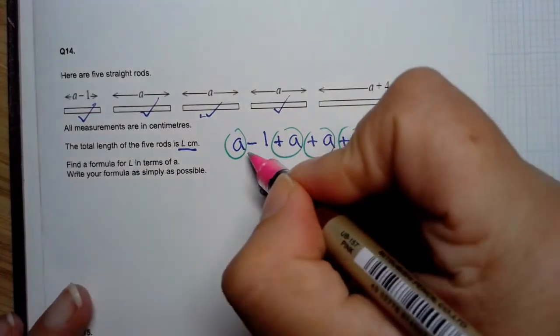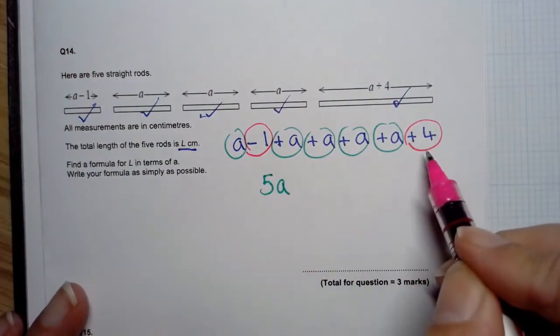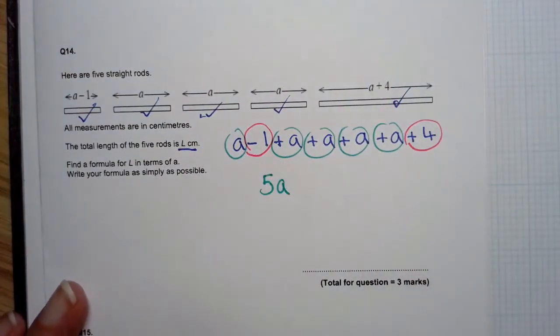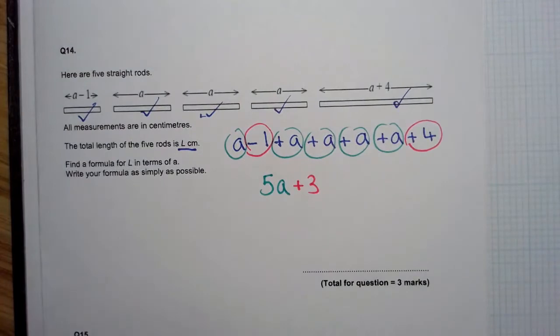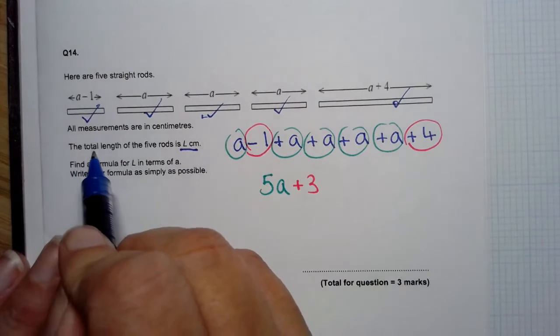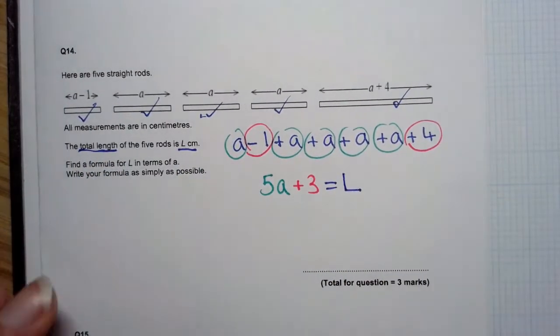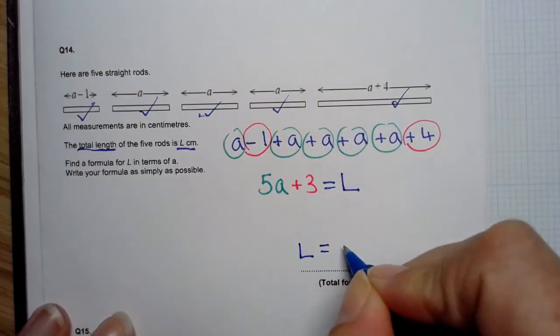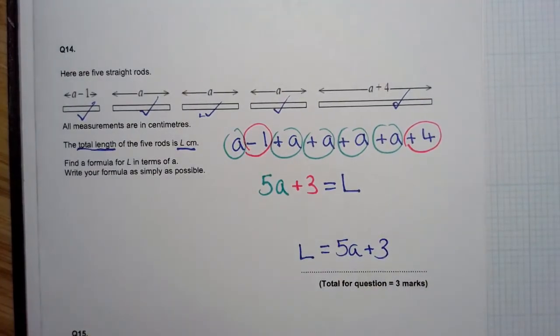And if I look at the numbers, remember to take account of the signs. I've got minus 1 and a plus 4, so I can either do minus 1 plus 4, or I can do 4 minus 1. And my answer is going to be plus 3. So I've collected those terms to create a formula. Because we know the total length is L, I know that this is going to equal L. You could write it the other way around, so you could write L equals 5A plus 3. Either is acceptable.